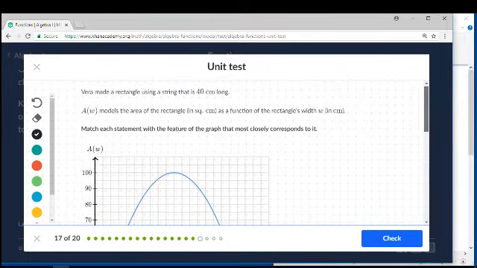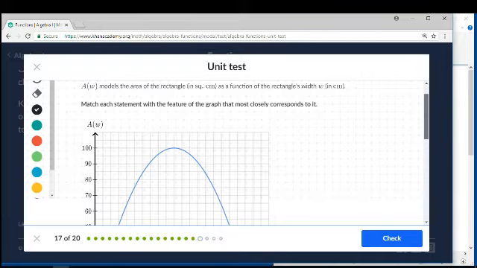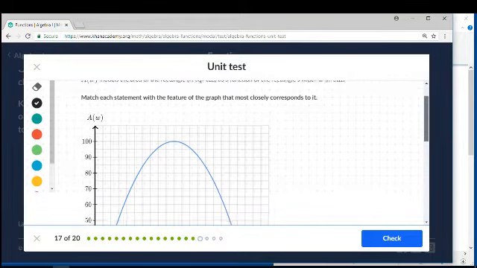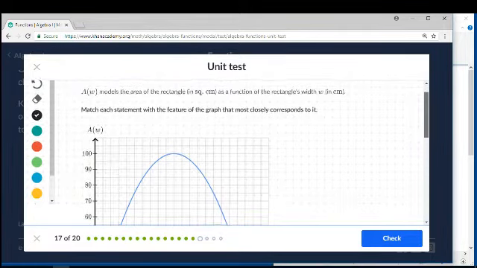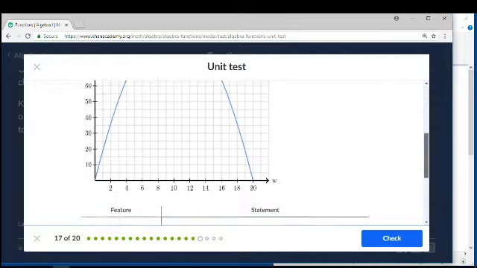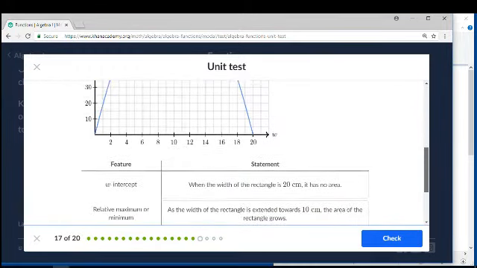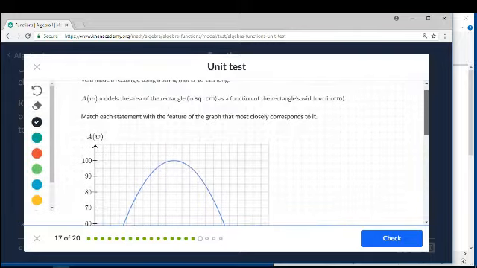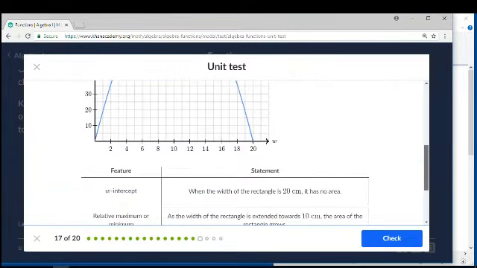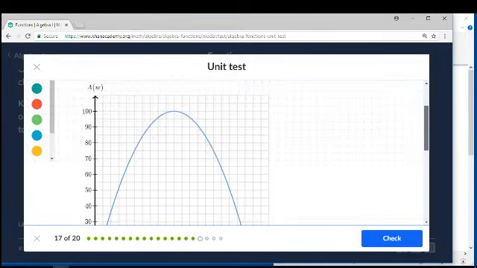Vera made a rectangle using a string that is 40 centimeters long. A of W models the area of the rectangle in square centimeters as a function of the rectangle's width. Match each statement with the feature of the graph that most closely corresponds to it. All right, so the W-intercept is when the width of the rectangle is 20 centimeters, it has no area.